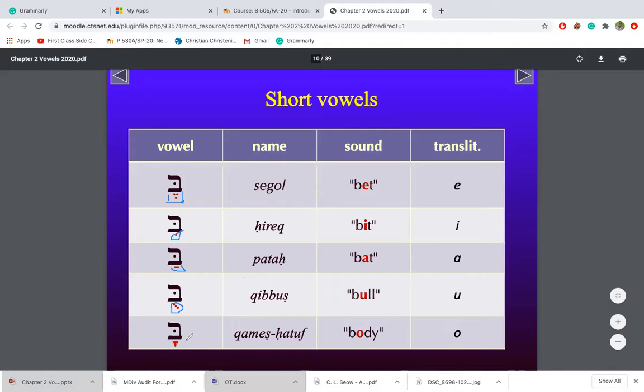And the last one is the O class vowel, kamets hatuf.